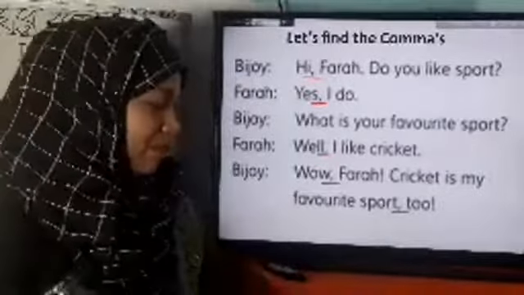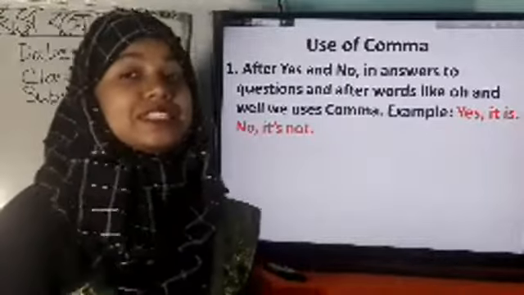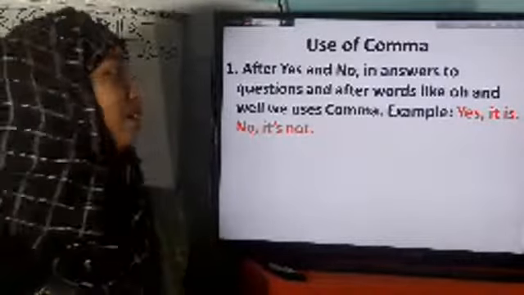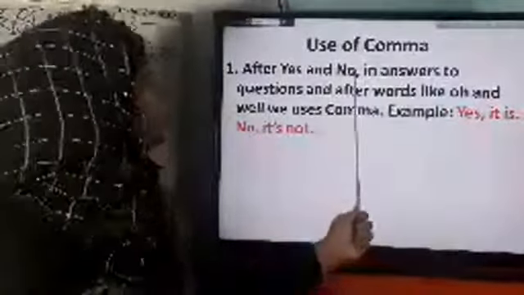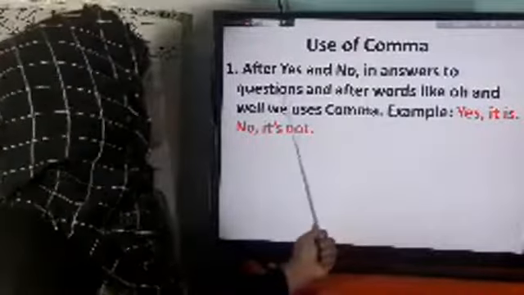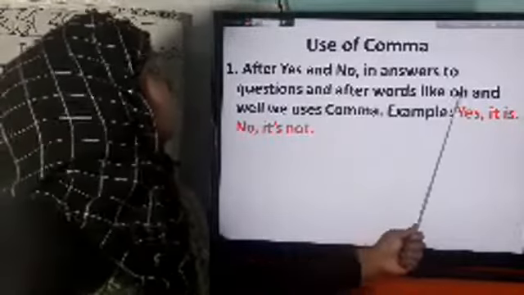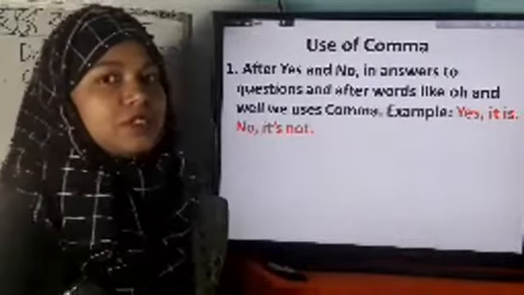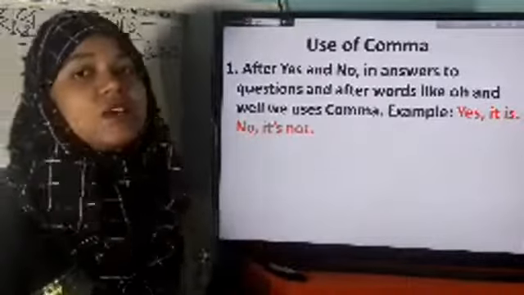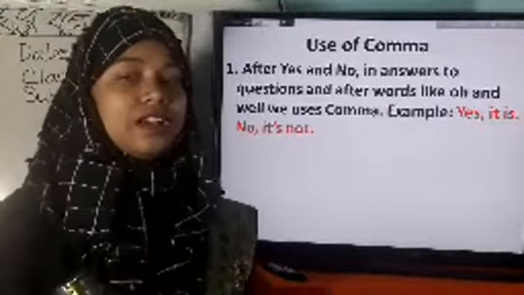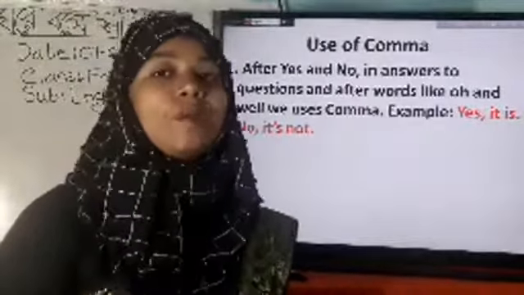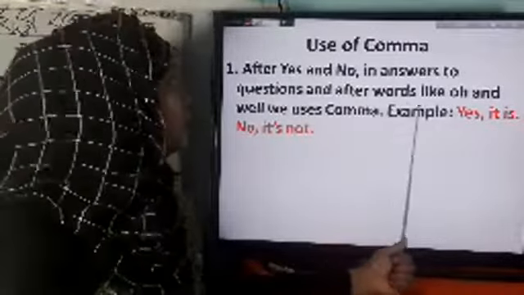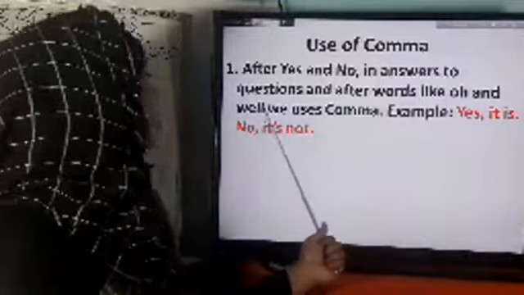Okay, my dear student, now I have to discuss the use of comma. Let us start. Number 1, after yes and no in answers to questions and after words like oh and well, we use a comma. Dear student, when we write yes or no, after this word we use a comma, and in answers to questions and after words like oh and well, we use a comma.